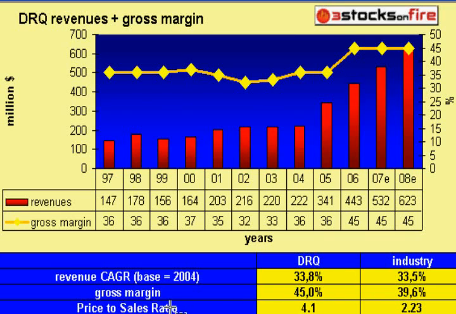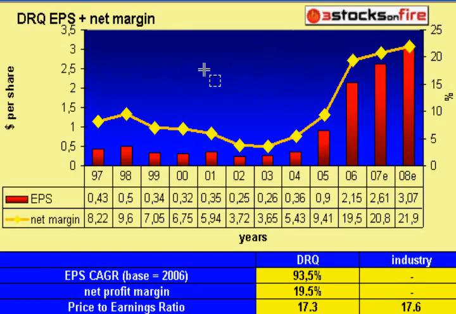As for the price to sales ratio, our company looks highly priced relative to its sales, because its price to sales ratio is 4.1 and the industry average is just 2.23. I'll consider 1.3 as my variable here. I need the revenue compound annual growth rate for the future, and I'll put 1.3. That's 30% going forward.